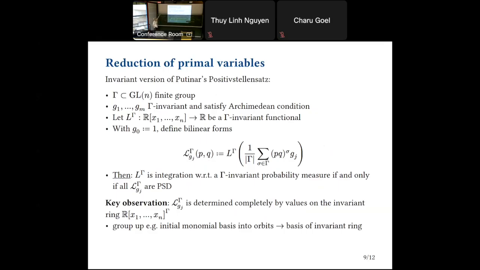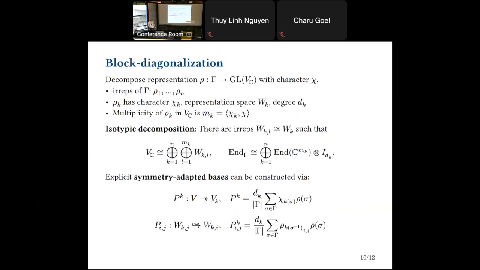This is from invariant theory. The second one is from representation theory. And this is block diagonalization.